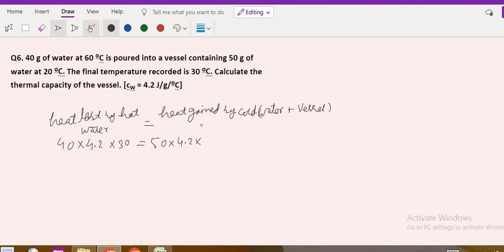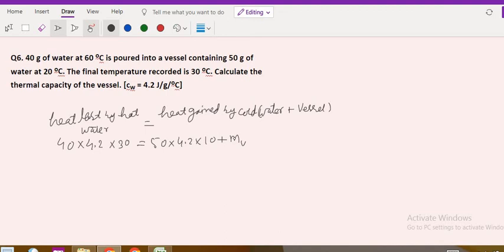So it is 30 minus 20, that is equal to 10. Okay, plus the same formula for the vessel. Because now the mass of the vessel is not given to me. Let us assume it equal to mv.